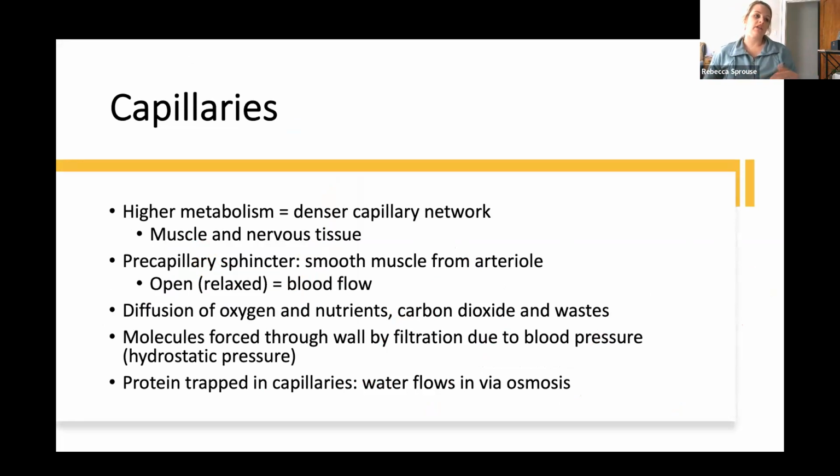The precapillary sphincter, again, controls the blood flow into the capillary bed since our capillaries are so small. And we have this diffusion of things happening at the capillary bed. Now, how does that diffusion happen? Here's the key here. Molecules are forced through that wall by filtration, right? A passive form of membrane transport due to a pressure, which in this case is blood pressure or hydrostatic pressure.